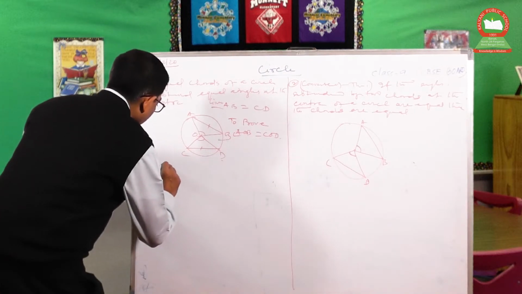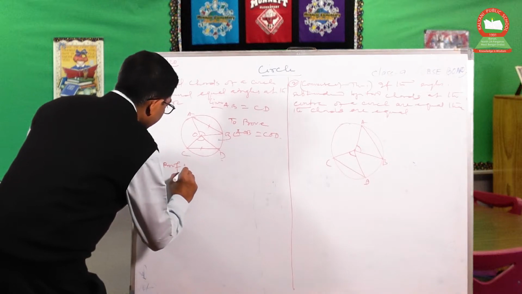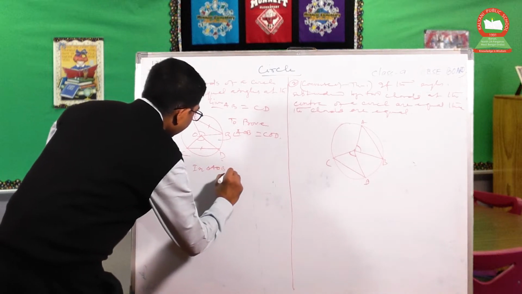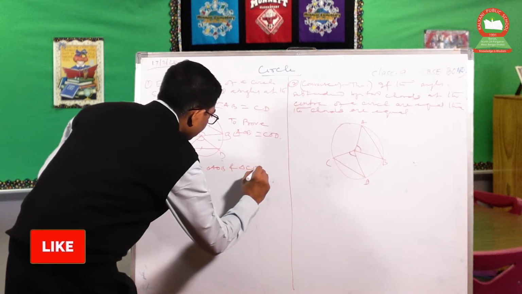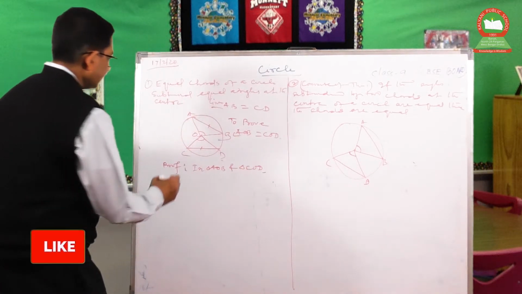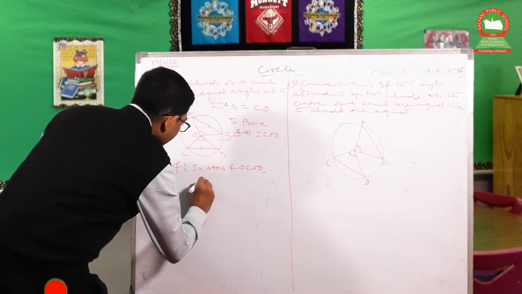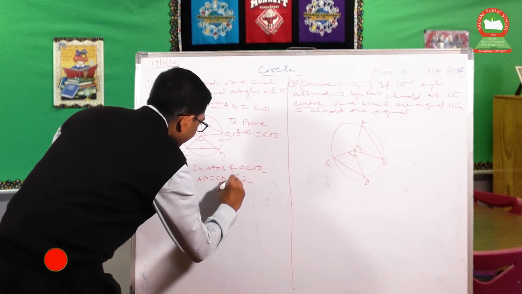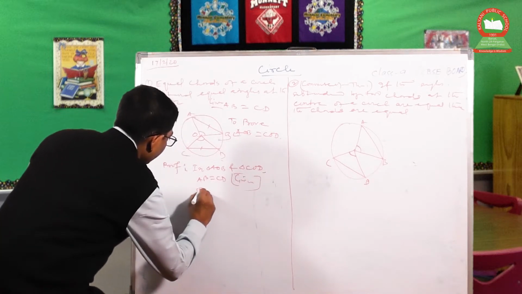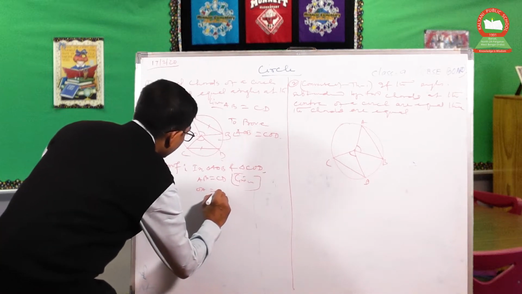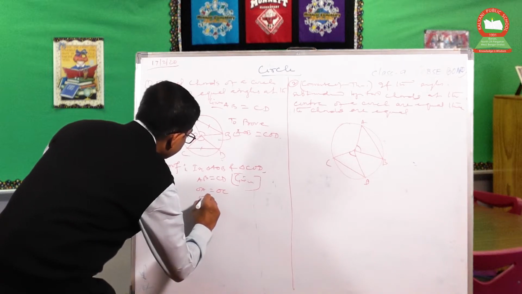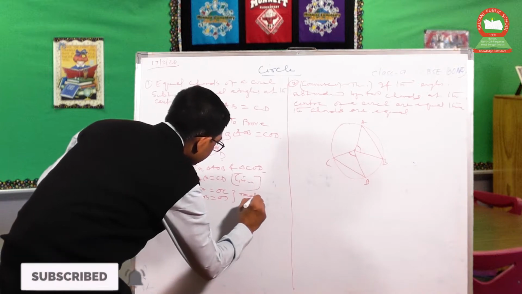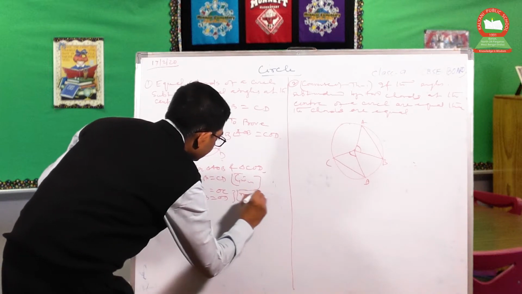Now the proof. In triangle AOB and triangle COD, what can we say? AB is equal to CD, it is given. OA is equal to OC and OB is equal to OD. All these are the radii of the circle.